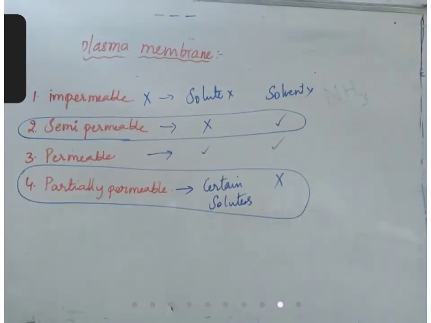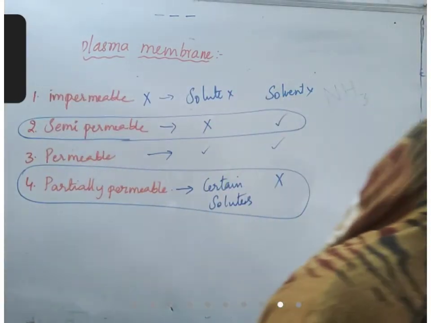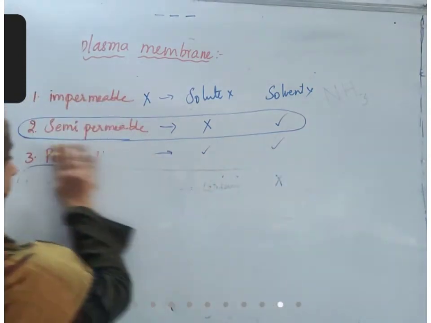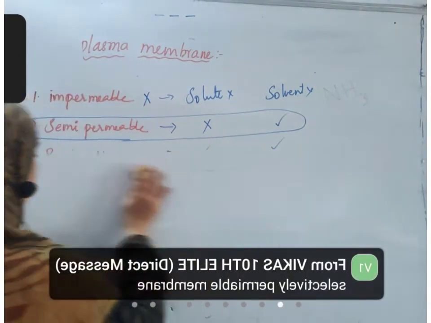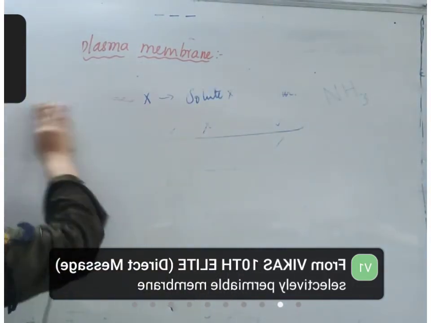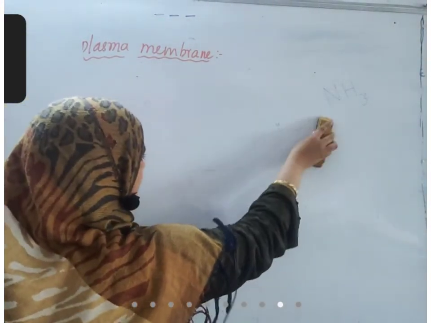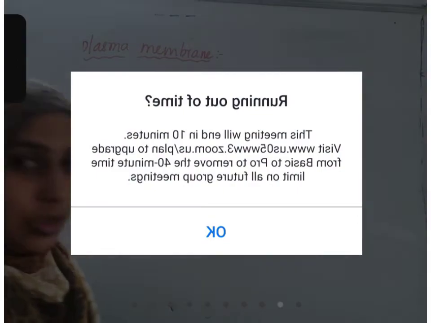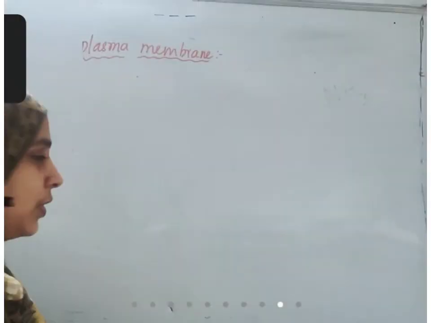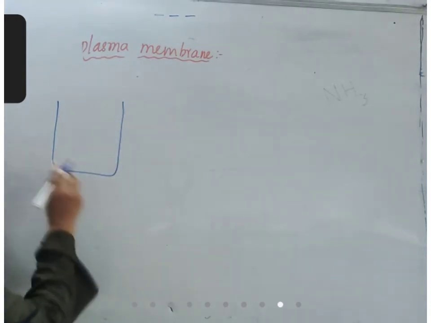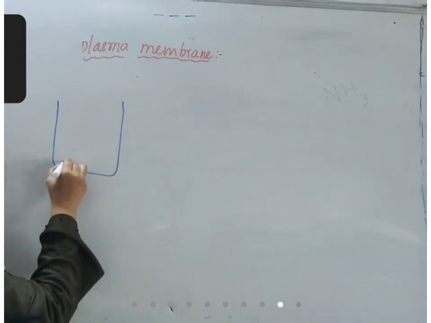Lastly, we'll discuss experiments that are related to osmosis that you can do by yourself. First experiment, you take some water, add salt to it, and make that water saturated.